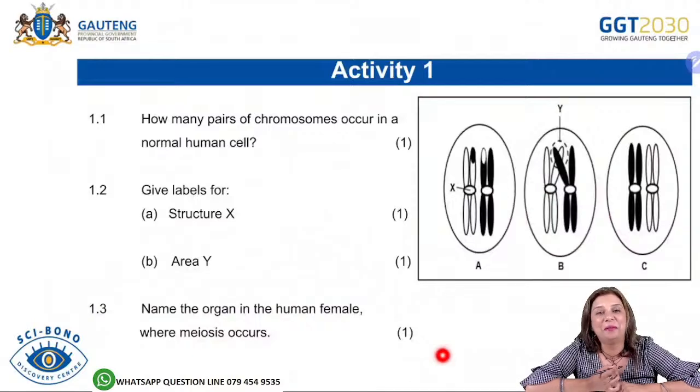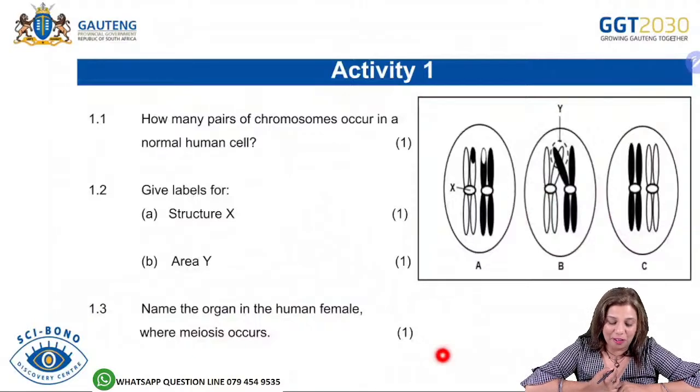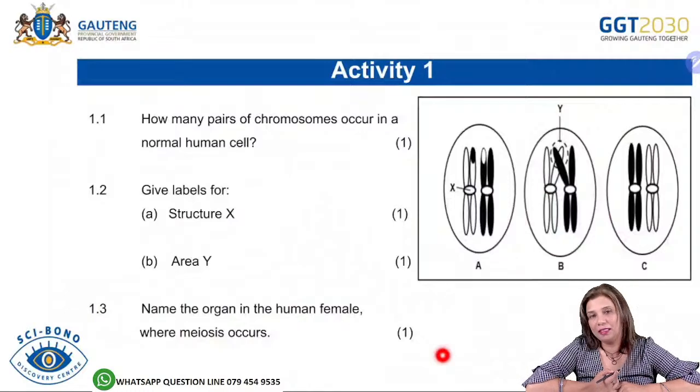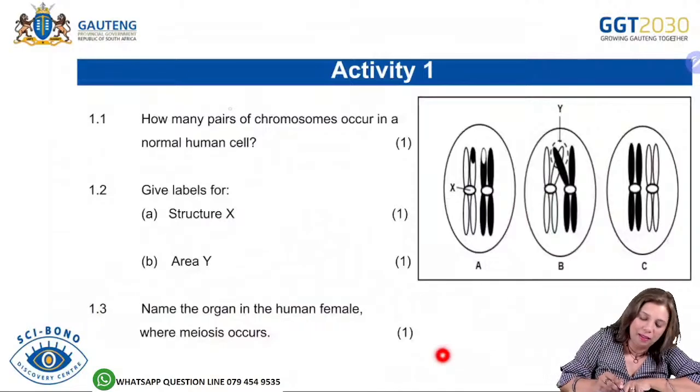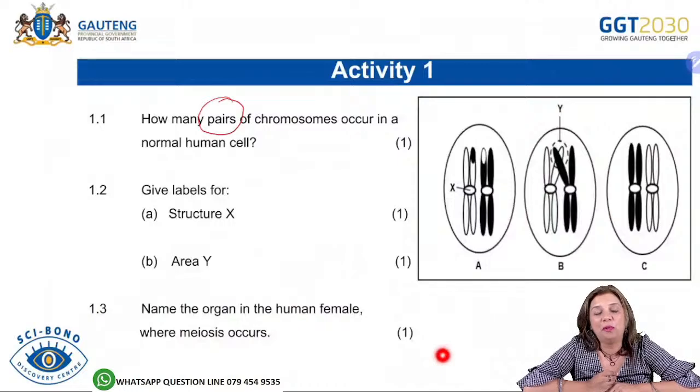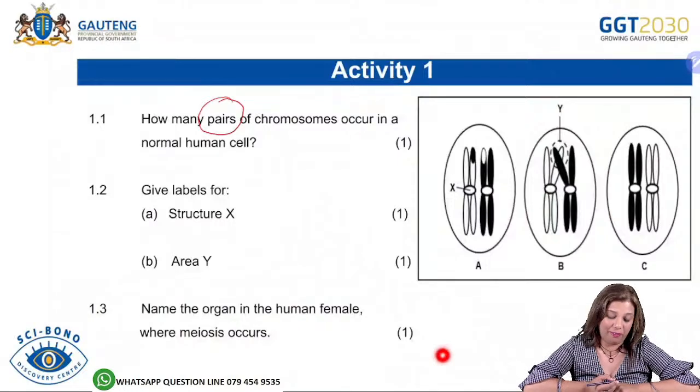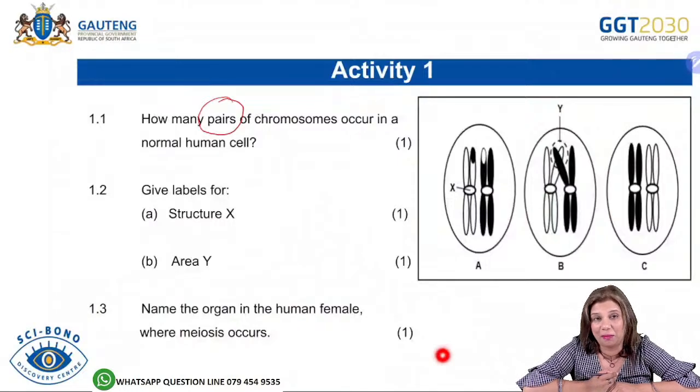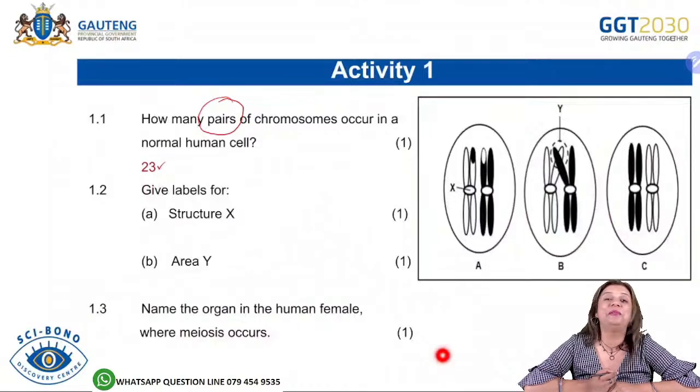So let's read 1.1. How many pairs of chromosomes occur in a normal human cell? Can I say 46? No, I can't, because they are asking how many pairs. So when we are answering, we need to be very, very careful because those examiners can be very tricky. Okay, so we one up on them. Right. There we go. 23, we're right.